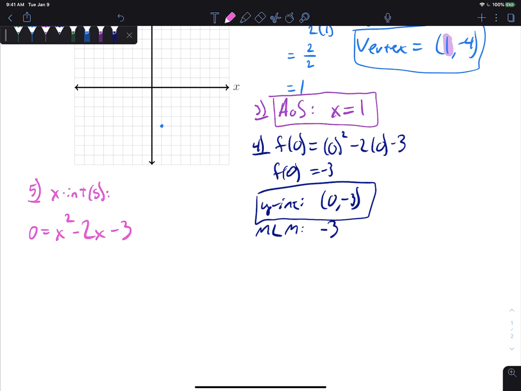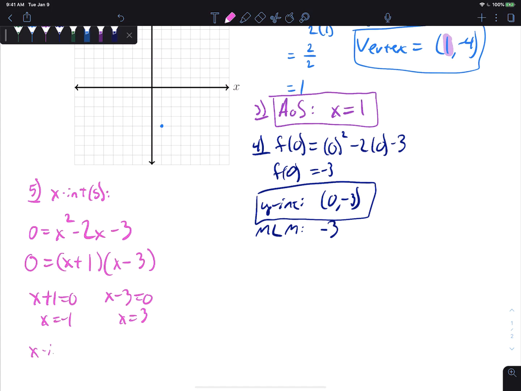So this gives me 0 is equal to the factorization, which gives me x plus a number, x minus a number. What multiplies to 3 and has a difference of 2? Well, that'd be 3 and 1. And since the 2 is negative, the 3 has to be negative, and the 1 has to be positive. Then just set each one equal to 0 and solve. So we get x equals negative 1 and x equals 3.